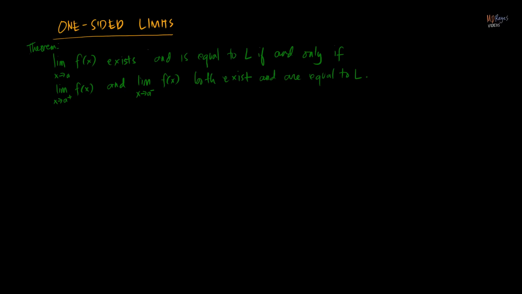So if a has a plus sign as a superscript, then we read this expression as the limit of f of x as x approaches a from the right. Now, if a has a superscript that looks like a negative sign, we read the expression as the limit of f of x as x approaches a from the left.